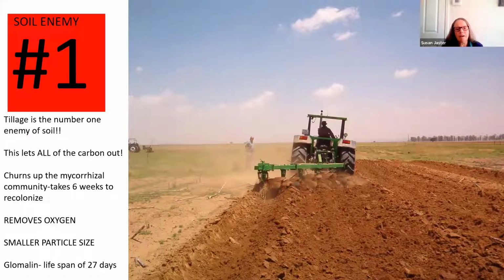Tilling is our number one enemy for soil. Tilling is the number one enemy of soil, and this lets all the carbon out of the soil. That's what we're trying to sequester. We're trying to keep the carbon in the soil, and carbon is a movable thing. In other words, it changes and fluctuates as time goes on and from season to season. So it's not always going to be the same. So we want to keep as much of it in the soil as we can.